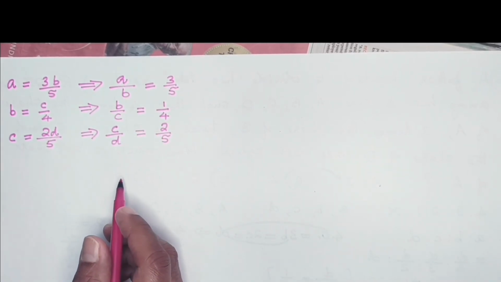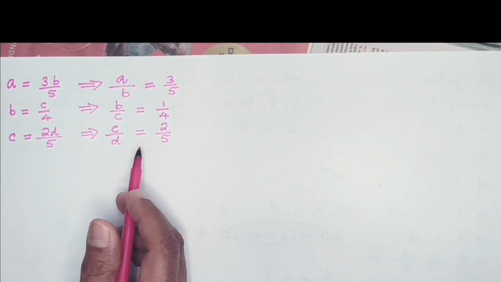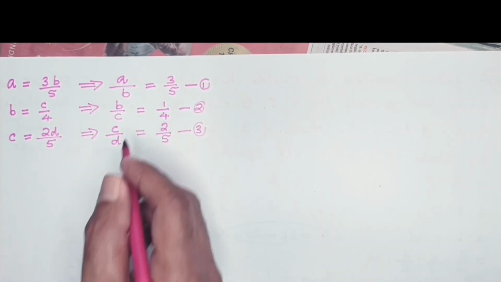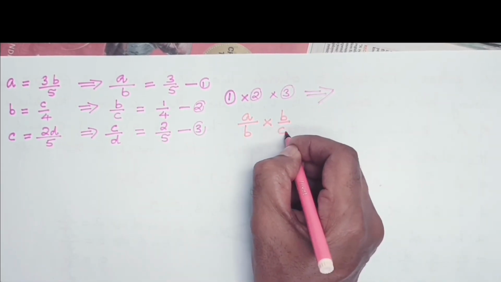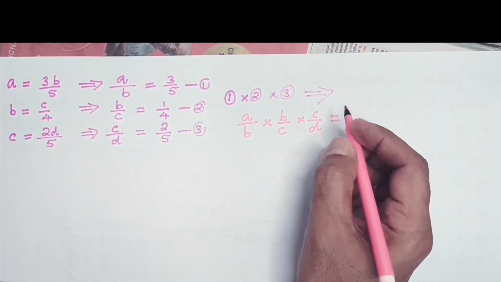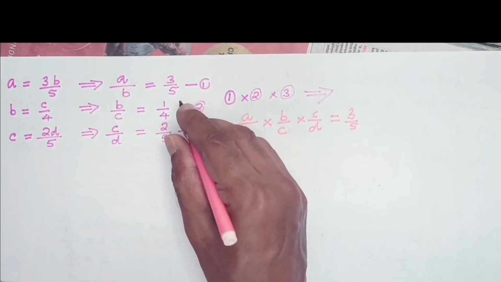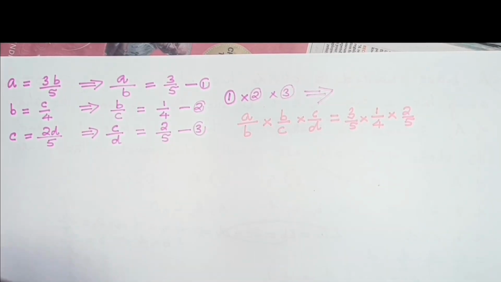So here what I am going to do, I am not converting these fractional equations into ratios. Instead, multiply these three equations. On the left side, you get A divided by B, B divided by C, C divided by D equals 3 over 5 into 1 over 4 into 2 over 5. Then the right side, respective right side, this is what you get.